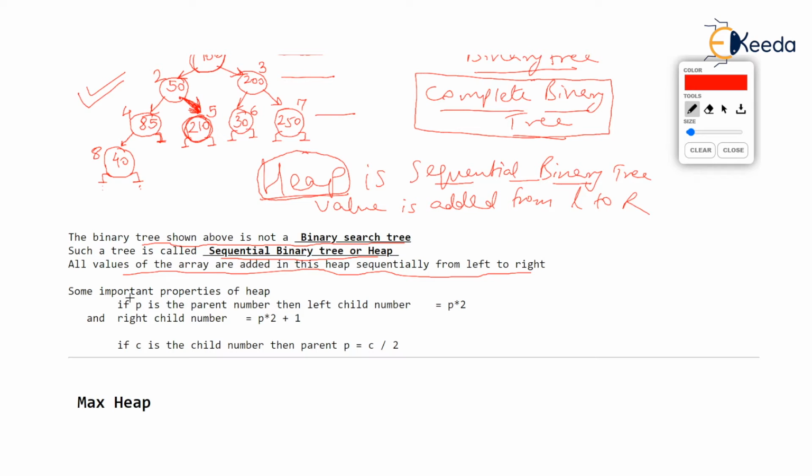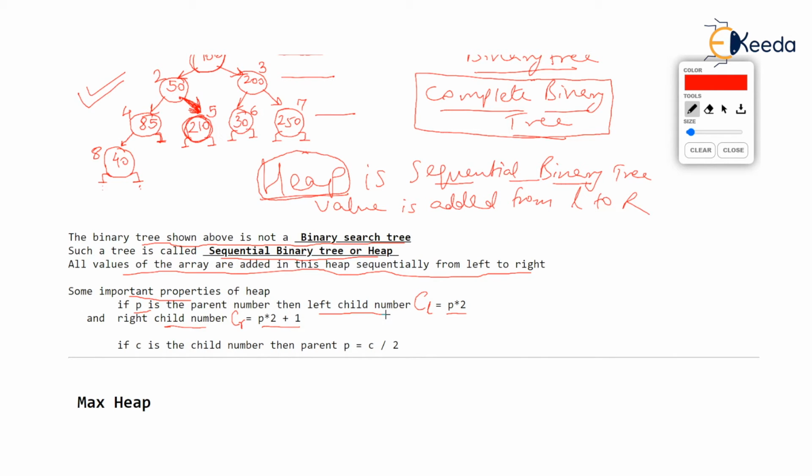Now, some important properties of heap are, if P is the parent number, remember P is not the value stored in the parent, P is the number given to the parent node. If P is the parent number, then the left child number, let's call that CL, is P into 2. And the right child number, that is CR, let's say, is nothing but P into 2 plus 1. This is always true in the case of a heap.